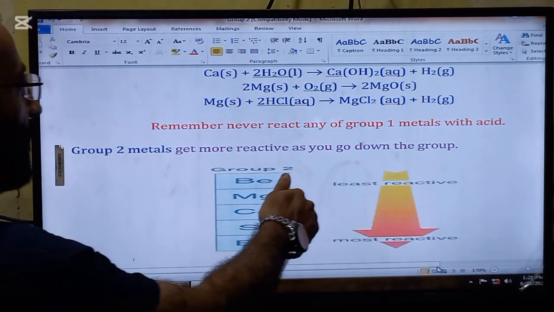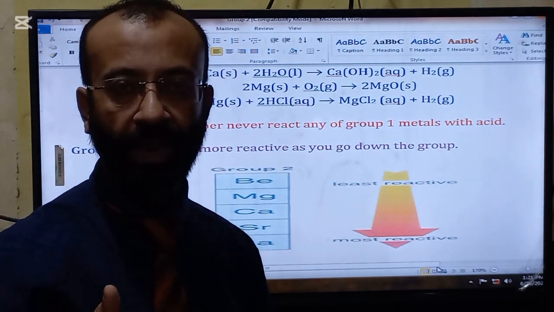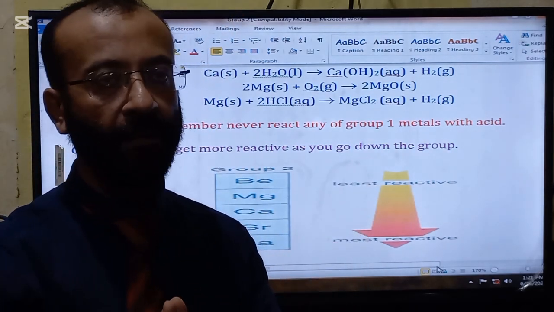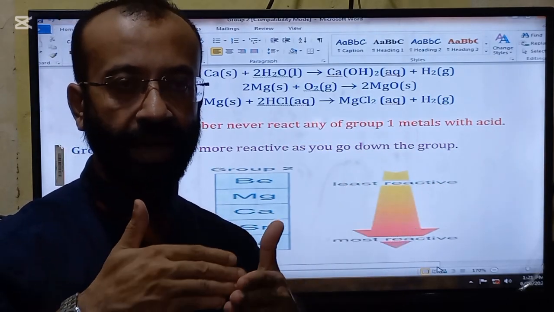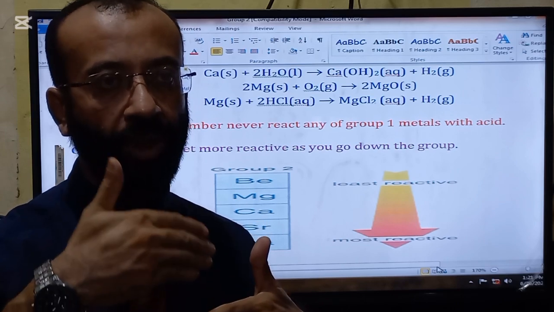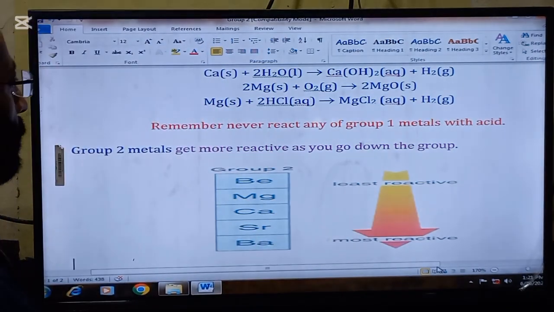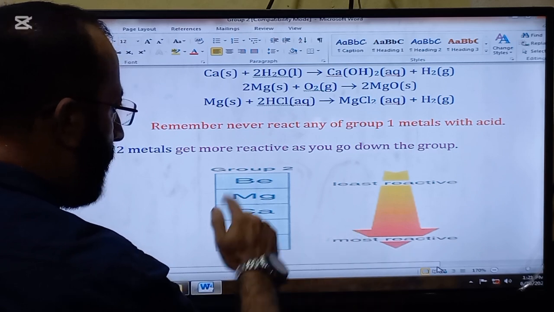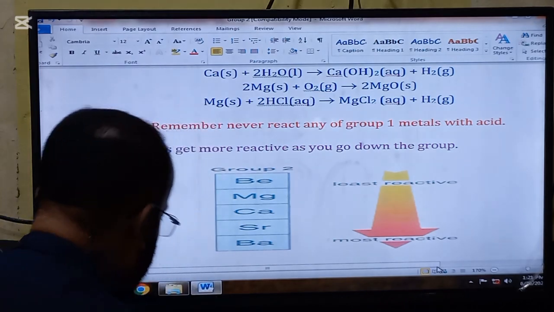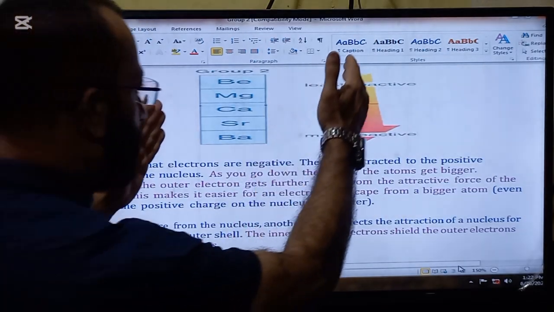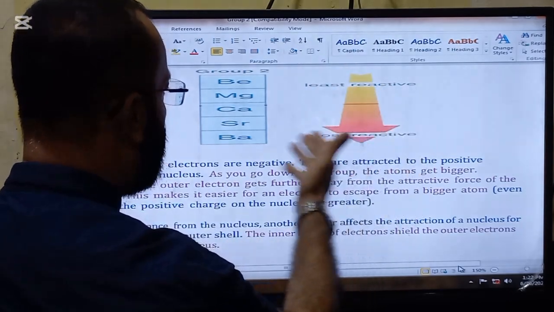Group 2 metals get more reactive as you go down the group. The reason is the same. As you go down group 2, the atomic radii increase, because of which the attraction between the nucleus and the outermost valence electrons becomes weaker. So that's why they lose their electrons easily. This is the reason that as you go down the group, they become more reactive. This is the diagrammatic representation. Least reactive on the top. As you go down the group, they become more reactive. The reason is the same as we have read before. They are least reactive at the top and become more reactive at the bottom.